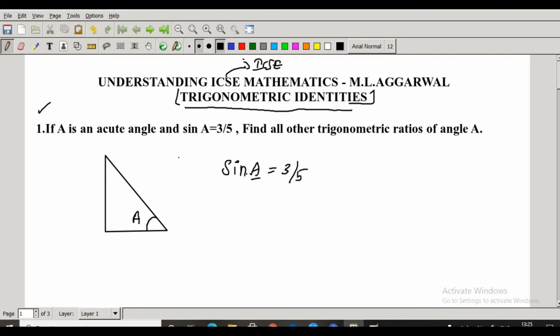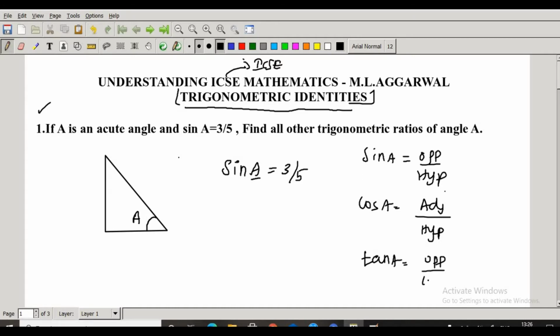Okay, let's find it. Before getting into the problem, I'd like to give you some formulas, that is the trigonometric ratios. Sin A is nothing but opposite divided by hypotenuse. Cos A is nothing but adjacent side divided by hypotenuse, and tan A is equal to opposite divided by adjacent. These are the 3 fundamental ratios, and we have the inverse of these ratios too, so I'll introduce them as well.